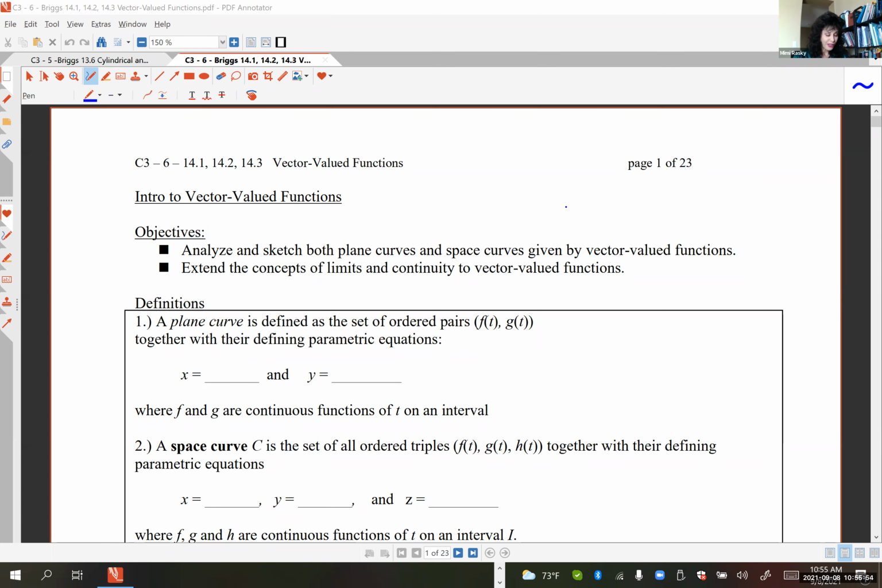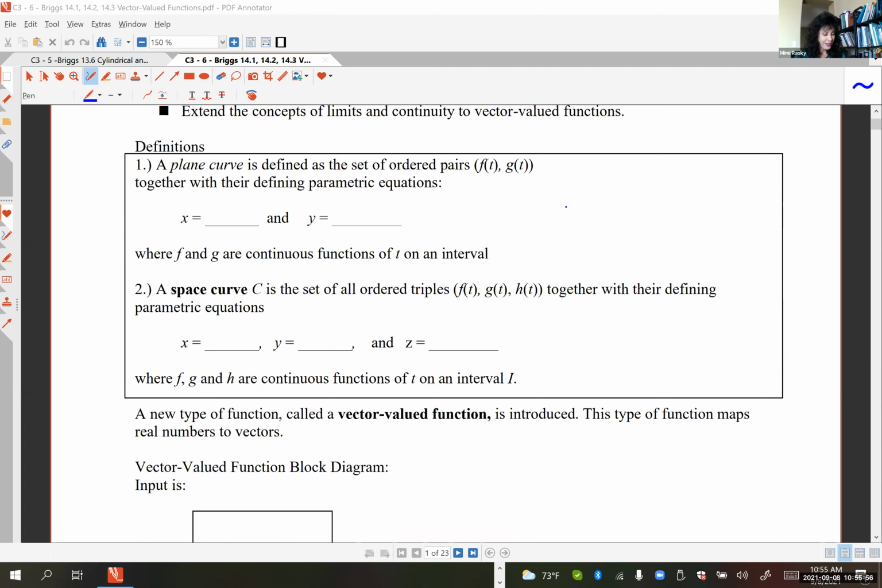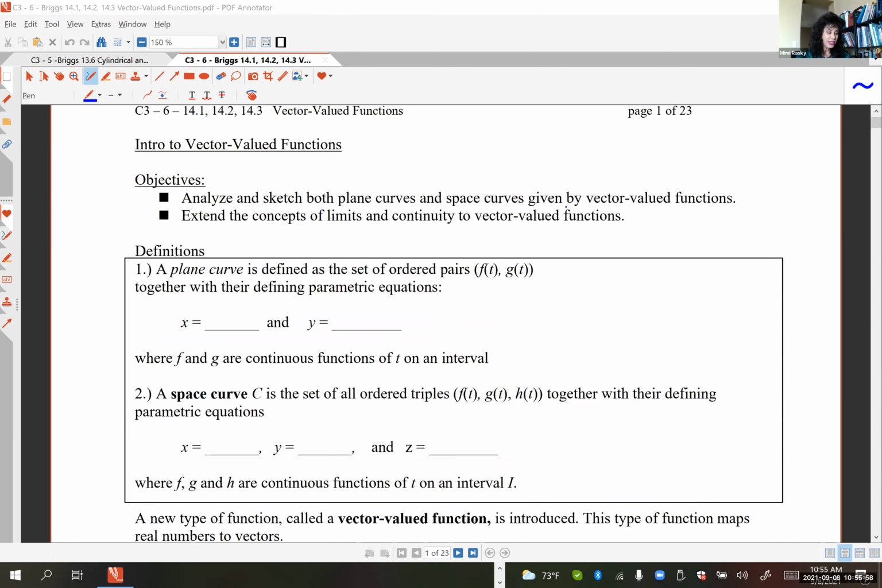So I'm going to start us off easy. Okay. Let's do a definition of a plane curve. Plane means 2D. So I claim that you've already studied this in Calculus 2 when you studied parametric equations. You did this already. You may have forgotten, but here it is.